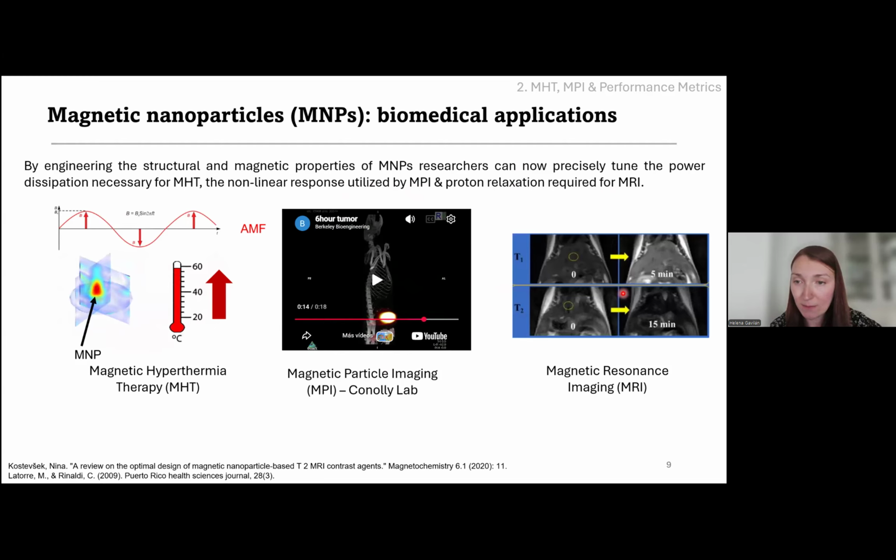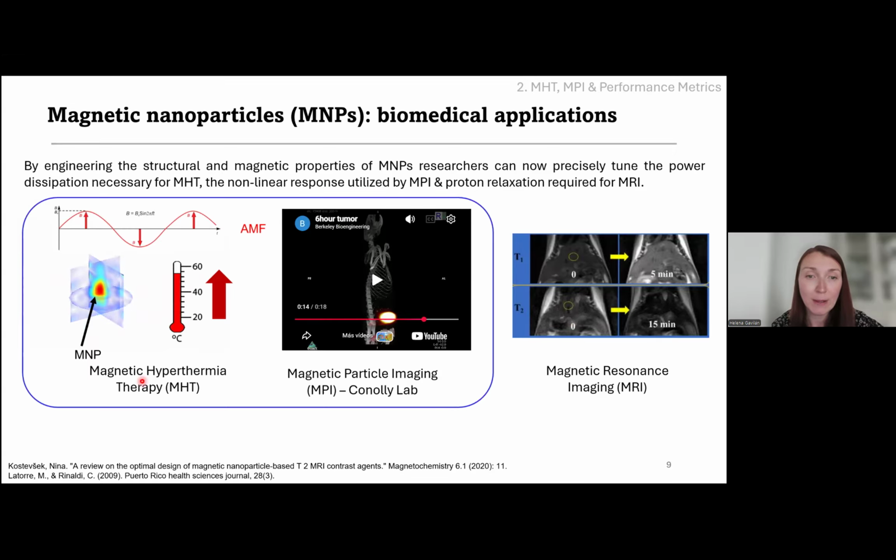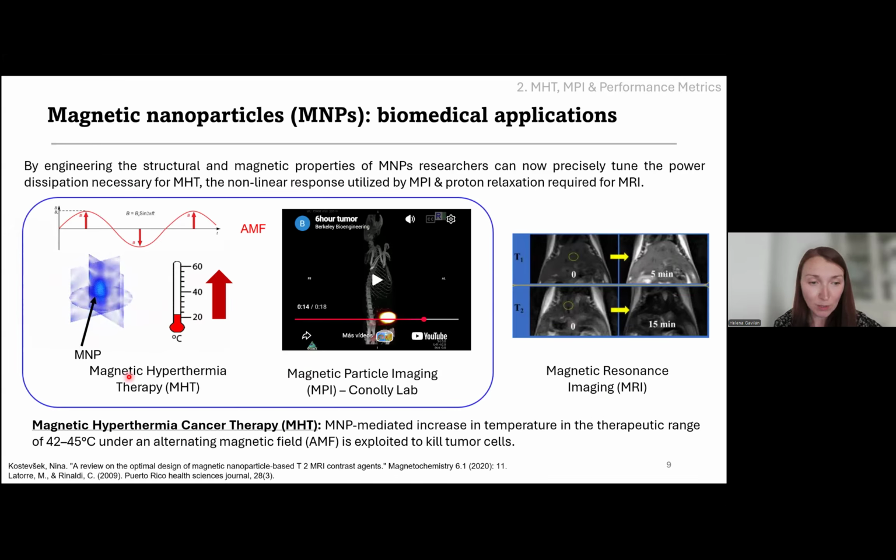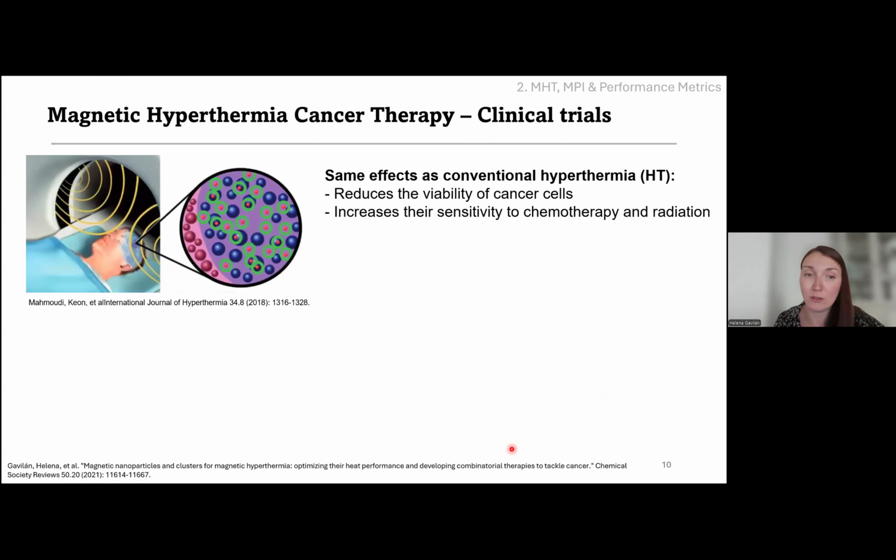And here you see an MRI image with different contrast enhancement, T1 or T2. Okay, so we can employ our magnetic nanoparticles for these techniques and others, but today in the webinar I will mostly focus on these two. As you know, magnetic hyperthermia therapy is a nanoparticle-mediated increase of temperature in the therapeutic range of 42 to 45 degrees under an alternating magnetic field, and this heat is exploited to kill tumoral cells.